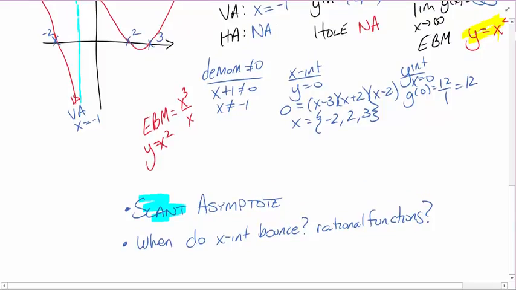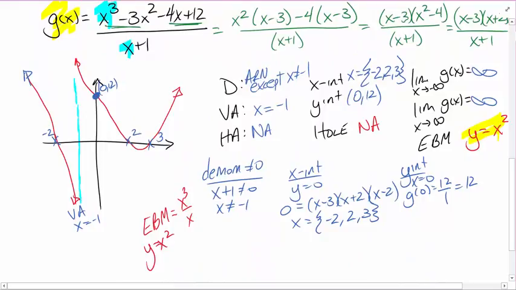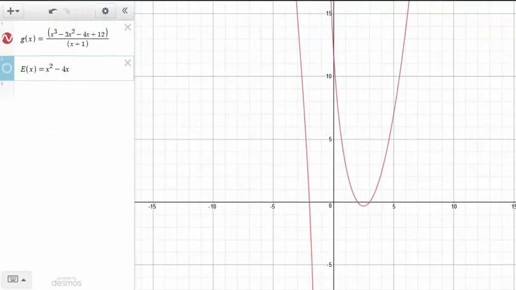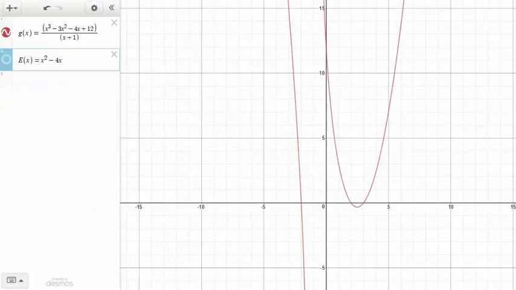I'm going to leave you here with an image of this actual function g of x, a better graph than my rough sketch there. So here it is. If we look over here on the left, I have g of x plugged in. I can zoom in and out to see this. I do indeed have an x-axis crossing at -2, +2, and 3. I am going to have an asymptote at x equals -1. I don't have a horizontal asymptote.